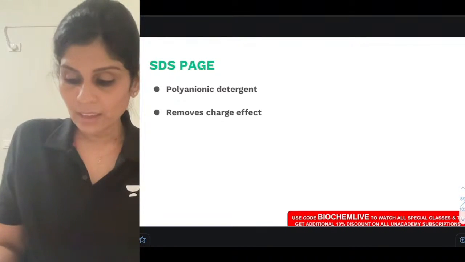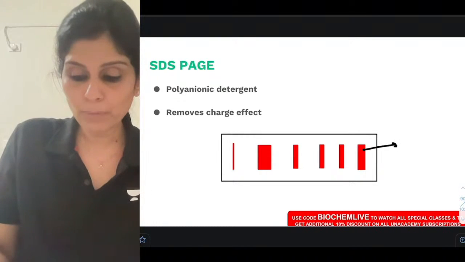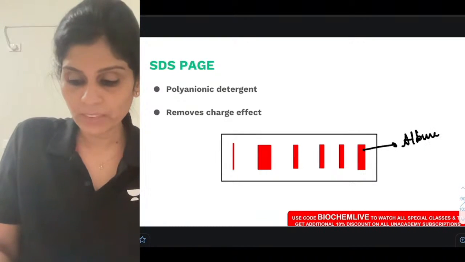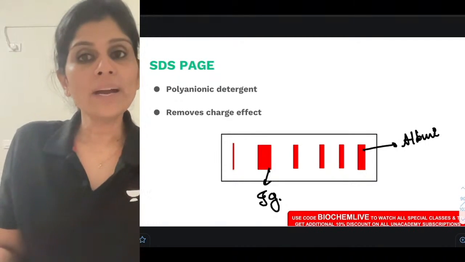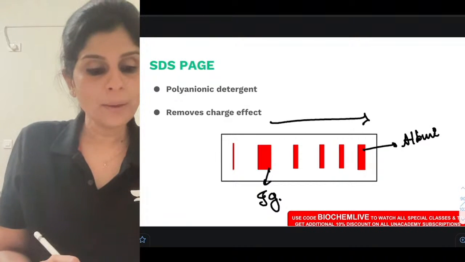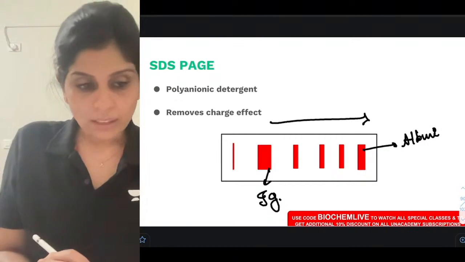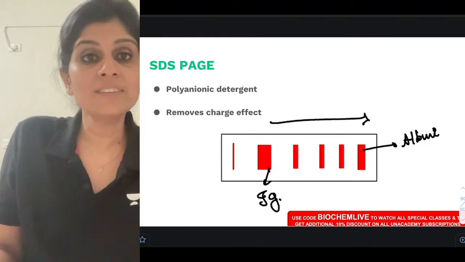For example, what did I tell you happens in electrophoretic separation? I said albumin moves the fastest when compared to immunoglobulins. Why did I say albumin moves the fastest when compared to immunoglobulins? Because albumin moves the fastest because it has the highest negative charges.